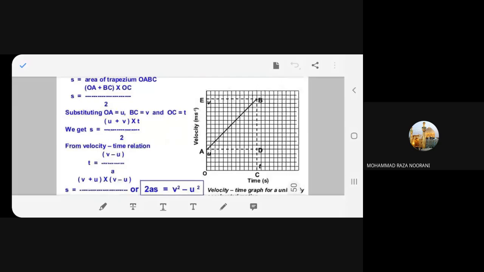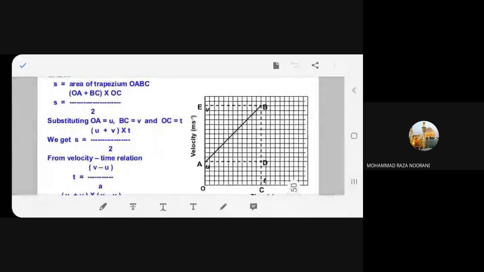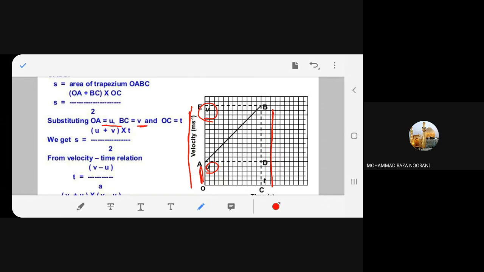Now, what is OA? OA is U. What is BC? This BC is equal to OE. Now what is OE? V. You can see V over here. What is OC? It is T. You can see a T over here. So we got all the symbols.